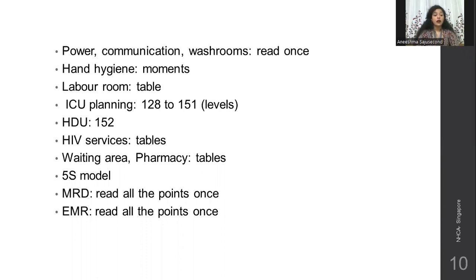And HIV services, all the tables. HIV services is a bit long chapter, but only focus on tables. Waiting area, and that is also part of HIV services. Pharmacy, tables. 5S model. 5S model is important for the infection control students, quality, as well as Six Sigma students. If anyone has any questions, put it in the chat box. We will discuss that later.